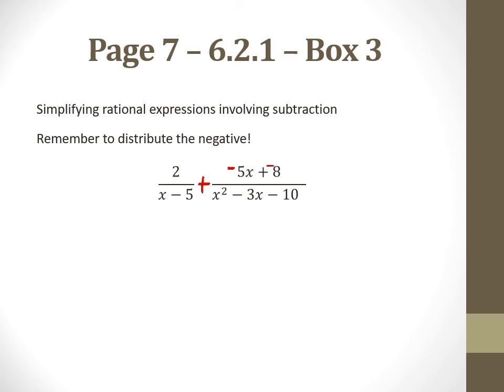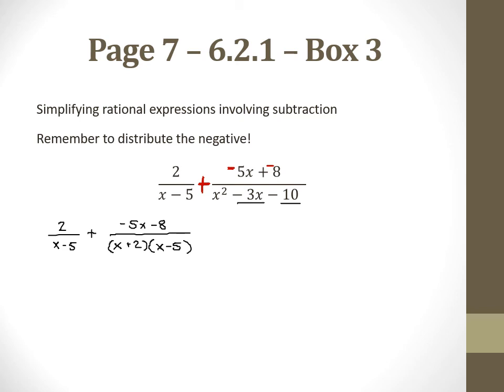Once I've done that, we will factor and find some like terms. So we've got 2 over x minus 5, and this is being added to negative 5x minus 8 over, and now here's where the factoring comes in, what multiplies to negative 10 and adds to negative 3? That is going to be a positive 2 and a negative 5. So x plus 2 and x minus 5.